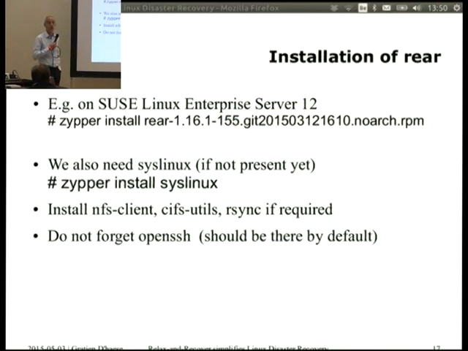The installation is as easy as that. If you download the RPM, and if you want to use ISOLINUX or SYSLINUX, mostly that's already part of it. If you want to use NFS, you need some of the NFS clients or CIFS clients, rsync. And OpenSSH is, I think, standard in each distribution these days. Most of the time, if something is missing, you will get an error message in rear, and then you see it in the log files, and then you can install what is missing.